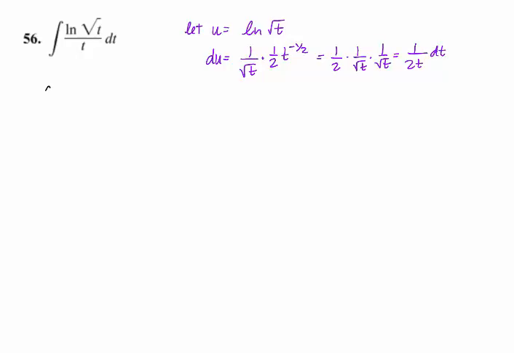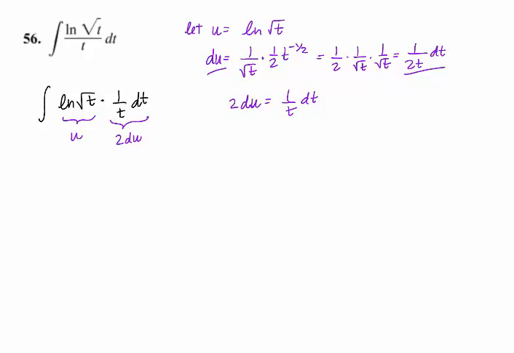So let's open up our integrand here. Let's call it the natural log of the square root of t times 1 over t times dt. Well, if du equals 1 over 2 times t dt, then 2 du equals 1 over t dt if I multiply both sides of that by 2. So this guy is twice du, and this thing was u. That lets us simplify the integrand to be simply 2u du.